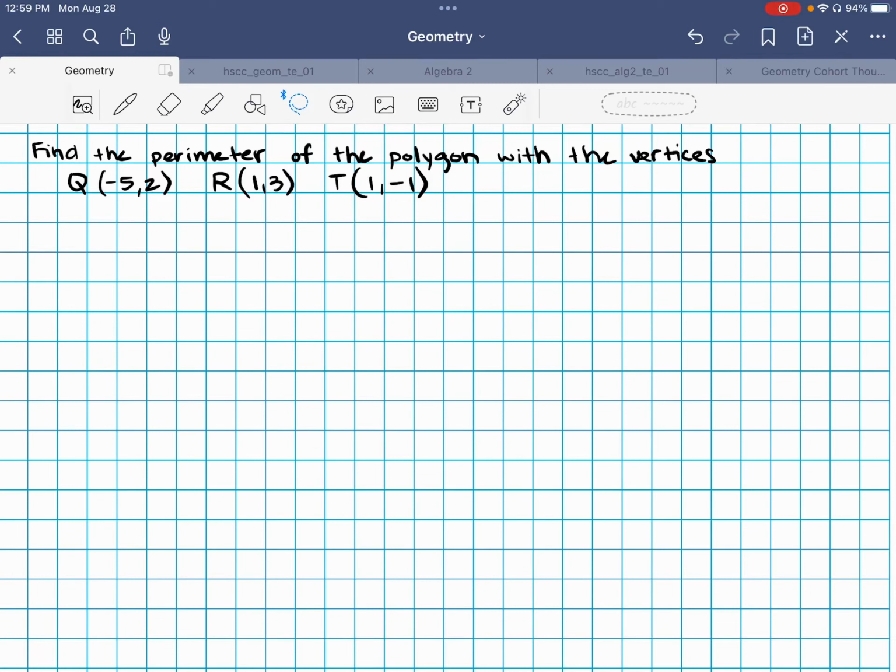This is a real quick question. Find the perimeter of the polygon with the vertices at Q (-5, 2), R (1, 3), and T (1, -1). My suggestion is look at the X values and the Y values and figure out how high and how low your graph goes.